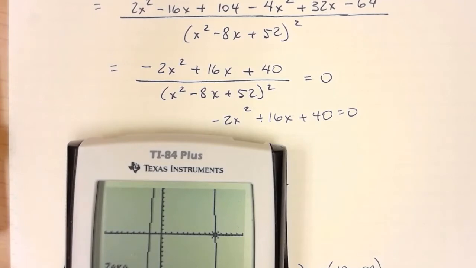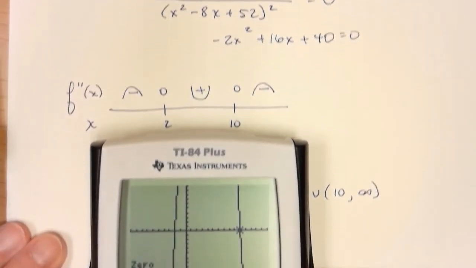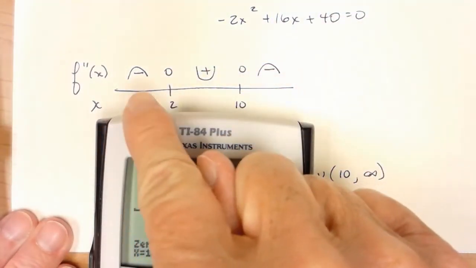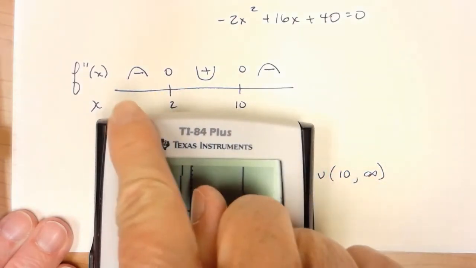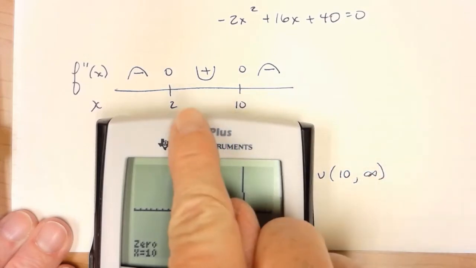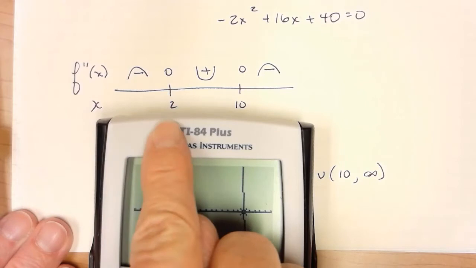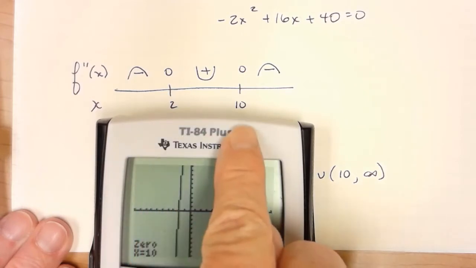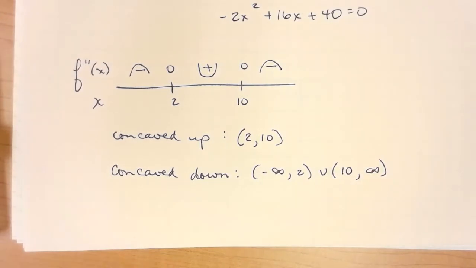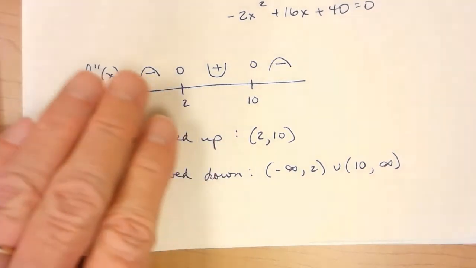Okay, so now I went ahead and did my sign chart. So there's my zeros. It's below, it's above, and it's below. And when you're doing the second derivative, remember you use baby parabolas. So this thing is concave up from 2 to 10, and concave down from negative infinity to 2, and then again from 10 to infinity. Or written, it would be like that. So that's that problem. Let me go get number 16.